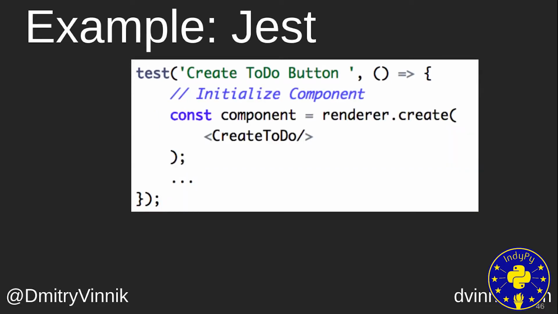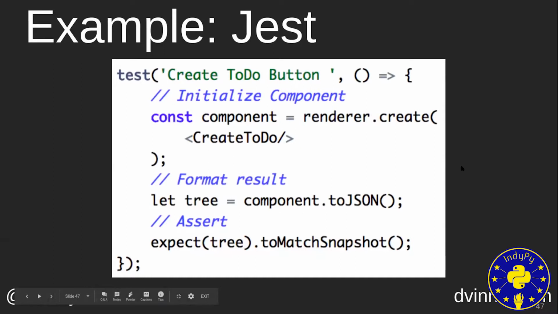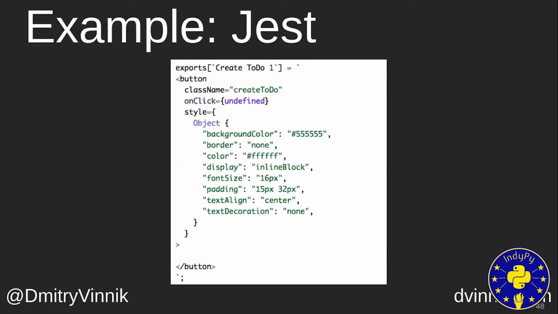In this scenario, you render that individual component. Our component was called create to do. You convert it to JSON, you save it to a snapshot, you assert it. Again, the syntax here doesn't matter as much. It's the same syntax for the majority of use cases. You can even press some buttons before you take a snapshot. But when I say snapshot, what I mean is this small piece of code. It renders that individual component and saves whatever its generated HTML and style look like.